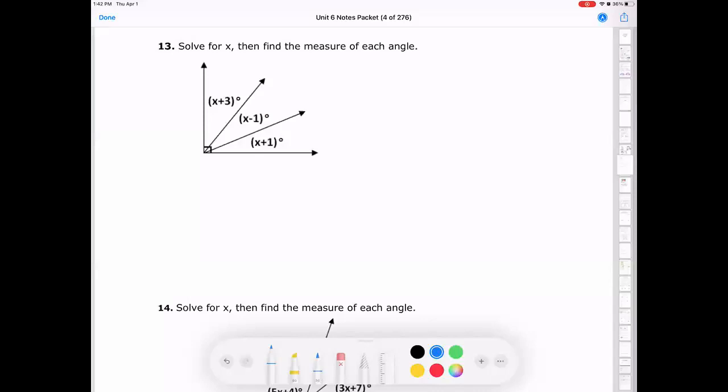All right, here we are at example 13, and we're asked to solve for x, then find the measure of each angle. What I would like you to do is pause the video. It's super similar to the questions we've been seeing. Pause the video, give it a shot, and then we will come back together and see how we did.